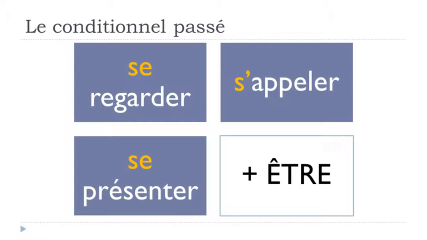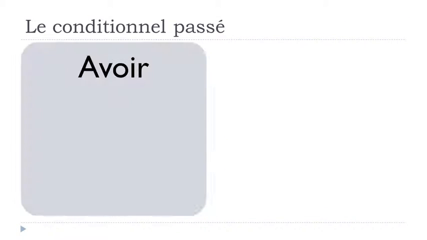They are exactly the same verbs, as we saw for the passé composé, so it is always the same rule. Se regarder, s'appeler, se présenter. So all the reflexive verbs will require être at the conditionnel passé. Okay, so let's see now how avoir and être go at the conditionnel présent, because that's the first part that you will have to put.